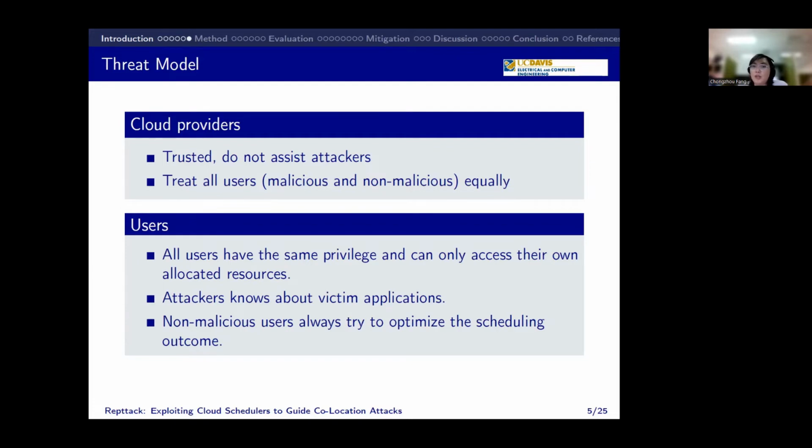However, we assume that the attacker can know information about victim applications, like specific execution features, resource requirements, etc. This is reasonable, since a lot of applications running on the cloud are open source, and the data is sensitive. We also assume that non-malicious users always try to optimize scheduling outcome by specifying the most suitable resources and most suitable nodes to run on.